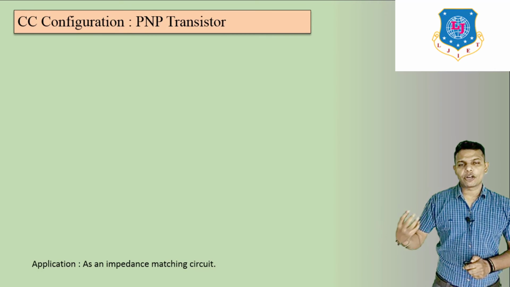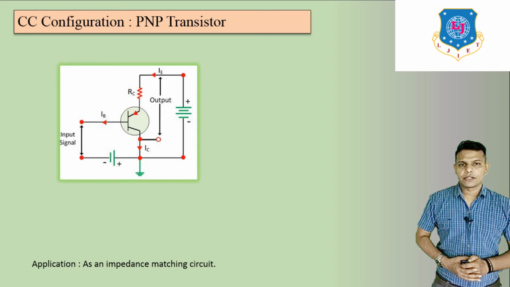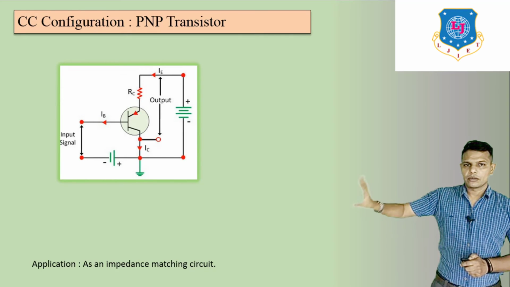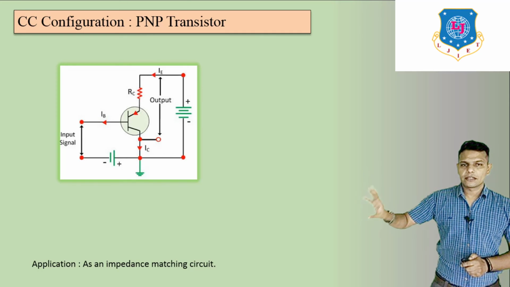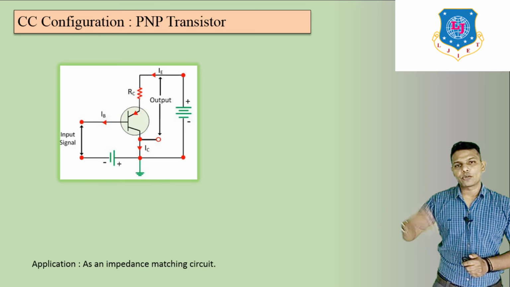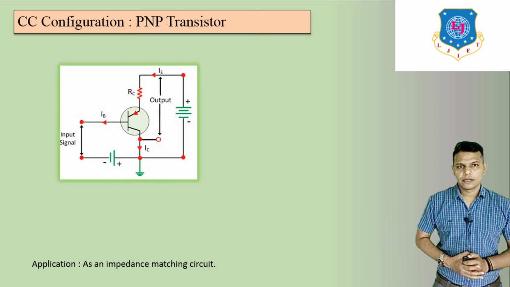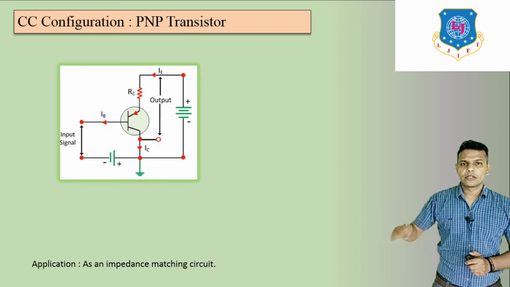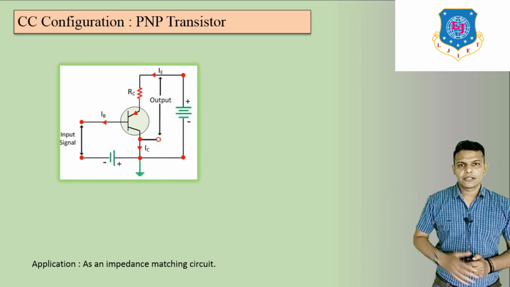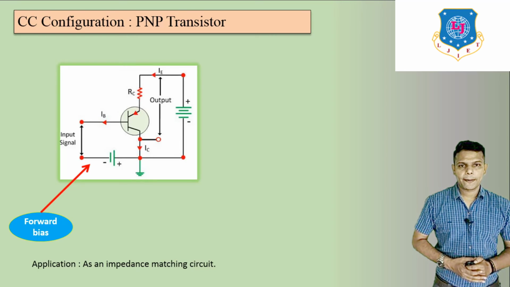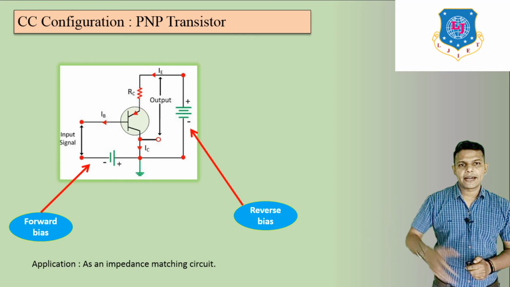CC configuration for PNP transistor. Here we can see this is the PNP transistor. The battery polarities are changed, or we can say inverted, compared to the NPN transistor. Here we can see two different batteries, both polarities are inverted, and that becomes your PNP transistor. So one junction is in forward bias and the other is in reverse bias.